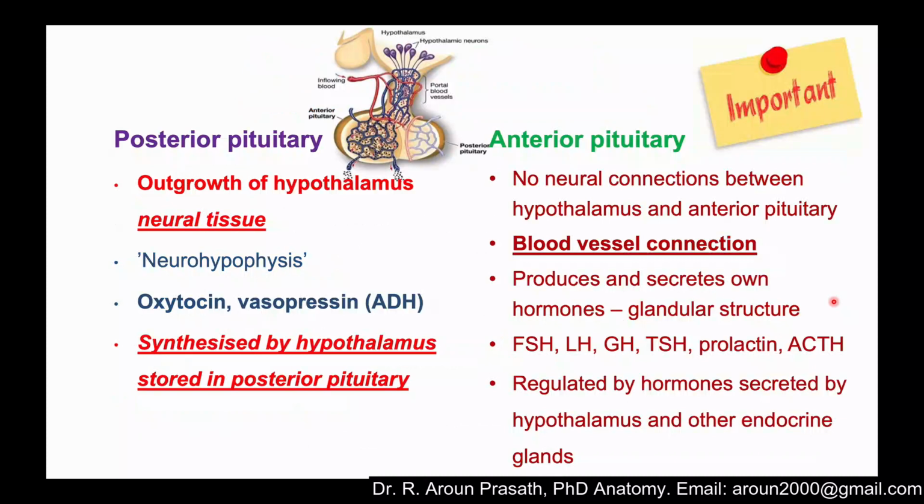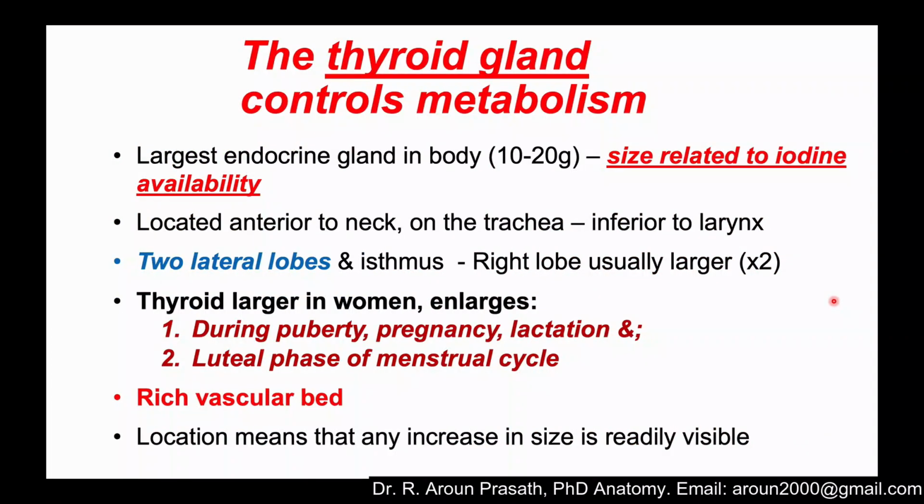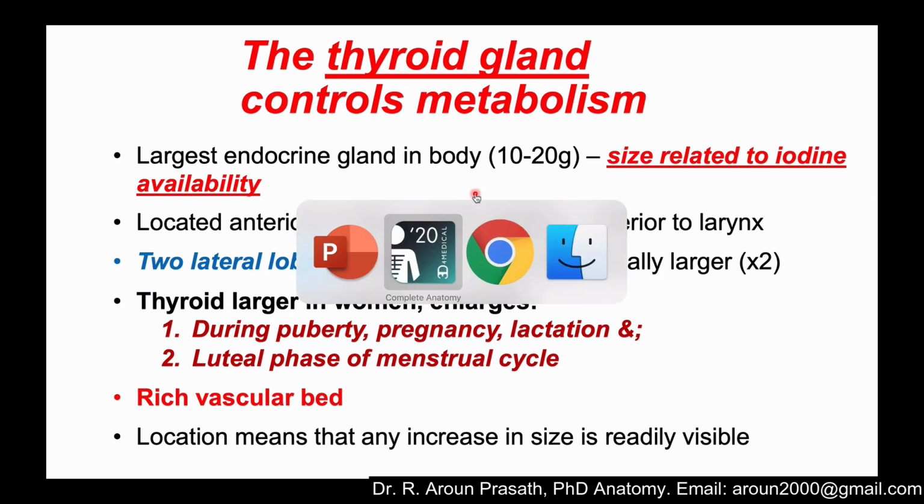Let's go to the next gland, that is the thyroid gland. This thyroid gland is present in the anterior aspect of the thyroid cartilage in the neck. Generally the thyroid gland is not visible; only an enlarged thyroid gland is visible in the neck. So first we will see the anatomy of the thyroid gland, the location and so on.